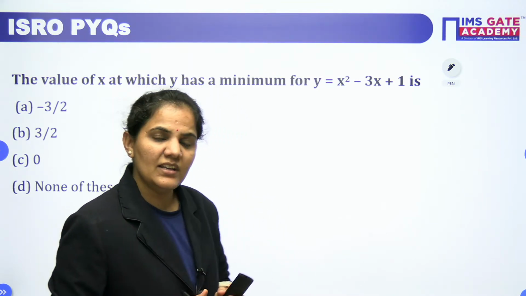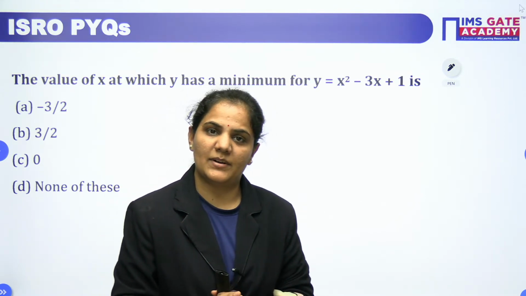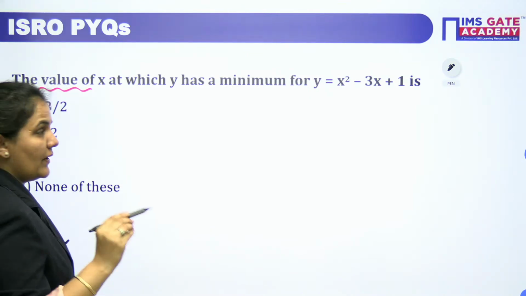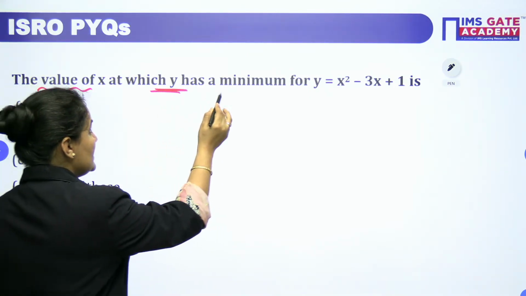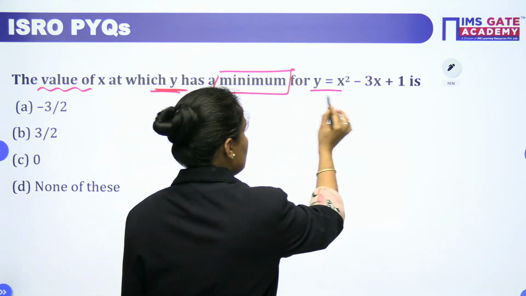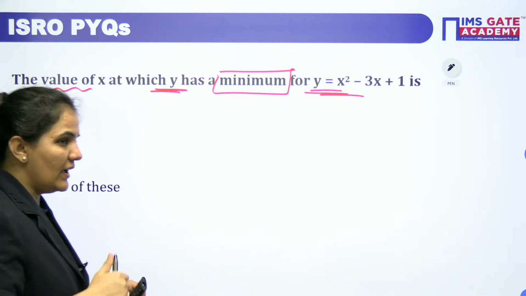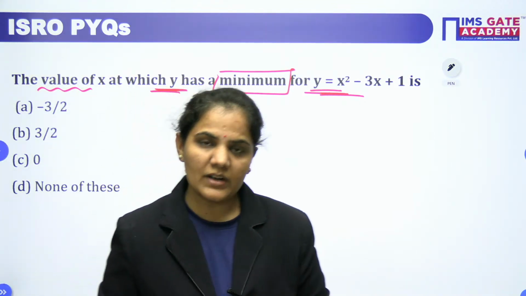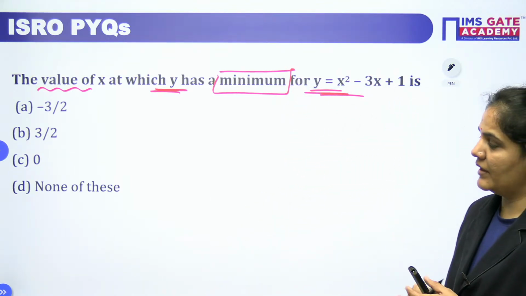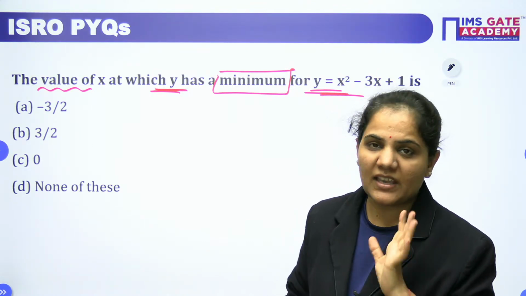Okay guys, and here we are approaching all the mixed questions of engineering mathematics. So let's approach with this question. The question is: the value of x at which y has a minimum, for y equals x square minus 3x plus 1, is. As I gave you this question as homework, let's see how you approach it. The question is very simple. This question is from maximum minimum of one variable, meaning the calculus.